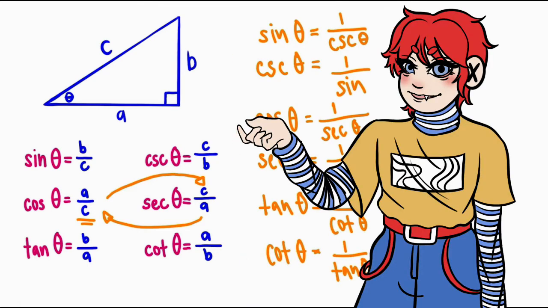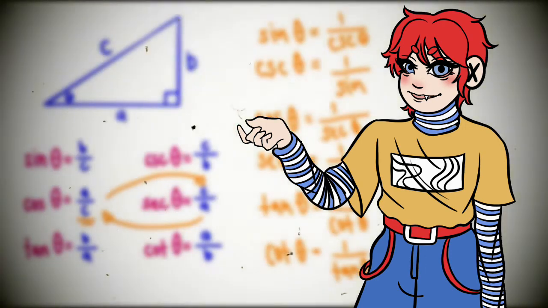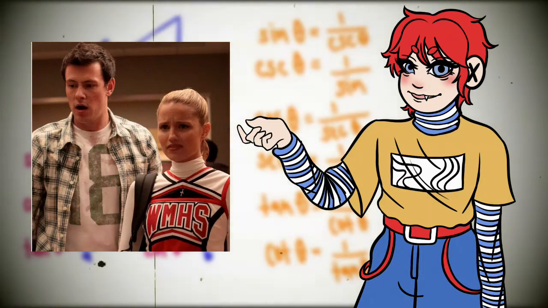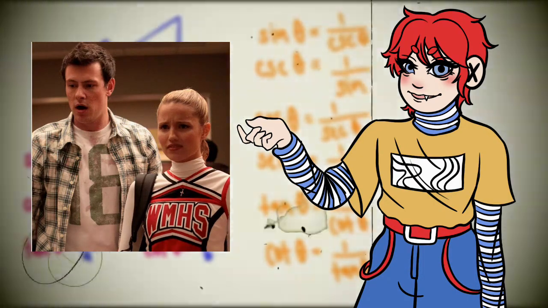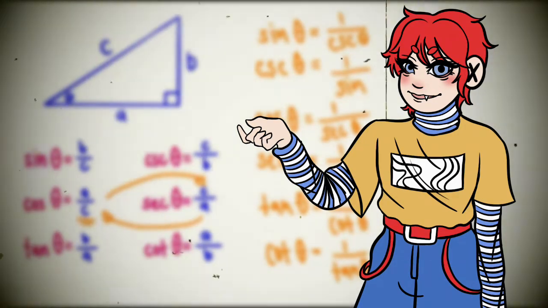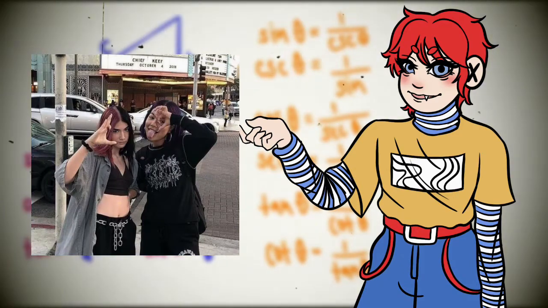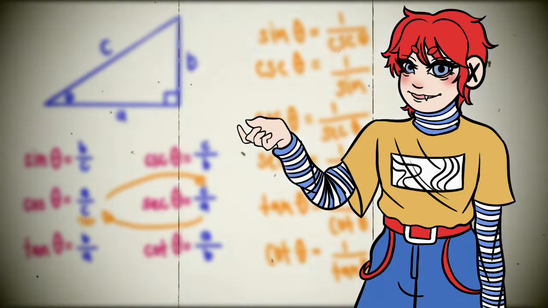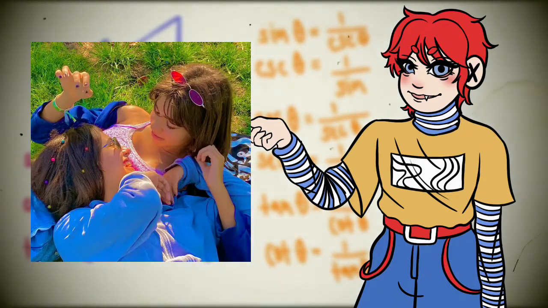Just imagine that these pairs are couples and that they all have one thing in common. The sine of theta and the cosecant of theta are the high school sweethearts, the ones who are popular and hot. Sine is the jock and cosecant is the cheerleader. While the cosine and secant are the two emo lovers who love My Chemical Romance and edgy humor. And lastly, tangent and cotangent are the artsy couple that love painting and creativity.